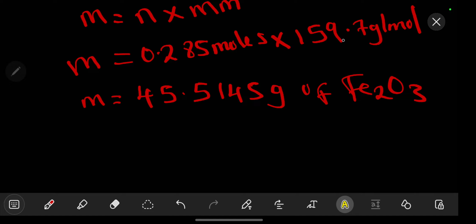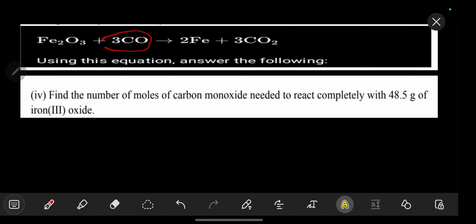So let's look at our next problem. We are asked to find the number of moles of carbon monoxide needed to react completely with 48.5 grams of iron oxide. The approach is the same. They want the carbon monoxide required to react with our hematite. So we are going to do a mole to mole ratio. According to the equation, as long as you have 1 mole of iron oxide, it can react with 3. That's what the equation tells you.